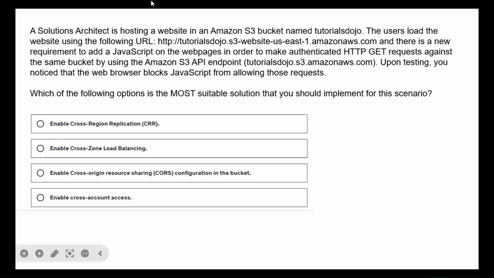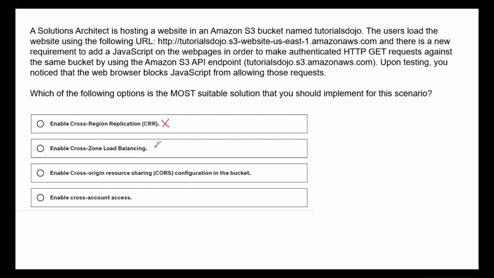So you can see here, there are two domains coming into the picture, right? So this is the main domain and this is another domain. So if you want the S3 bucket to accept requests from another domain, what needs to be enabled? So there is a question. These are the options: enable cross-region replication. So this we will have to eliminate because this is to basically replicate the objects between the source and the destination bucket. And enable the cross-zone load balancing.